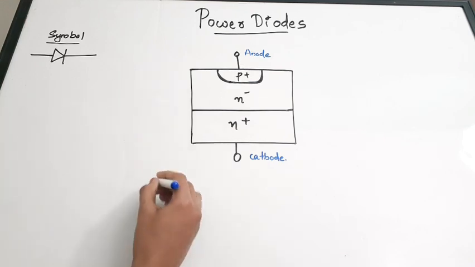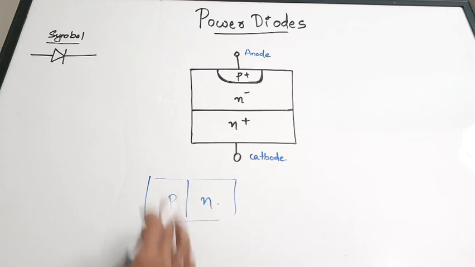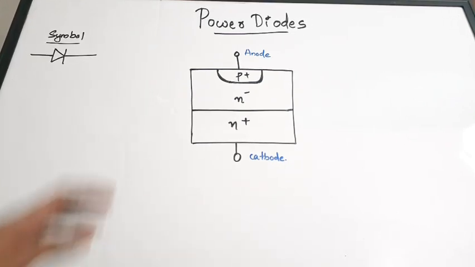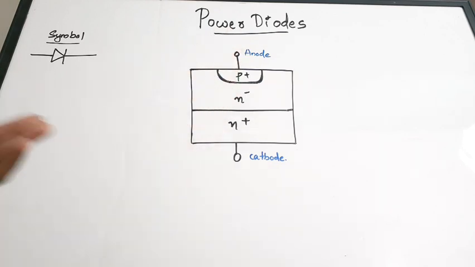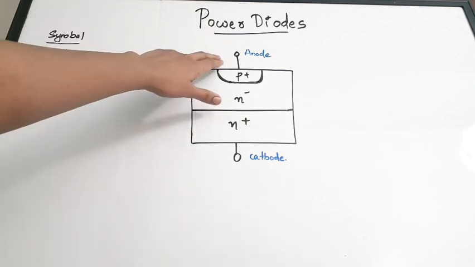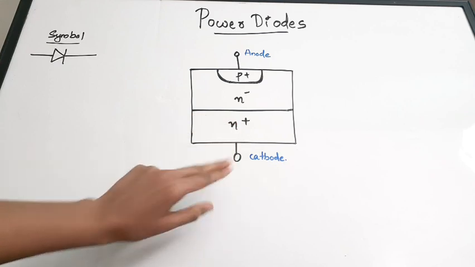In a normal diode, we can see only two layers, P and N. But in power diodes, this is the structure. It has a P plus layer, an N minus layer, and then an N plus layer. The P plus and N plus layers are separated with the help of the N minus layer. The terminals are the anode and the cathode. The anode terminal is in the P plus region, and the cathode terminal we take out from the N plus region.